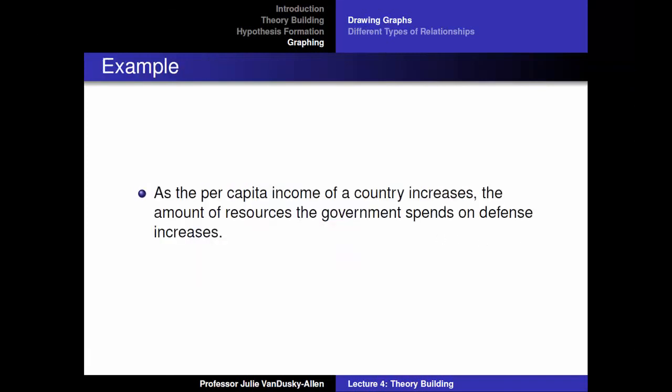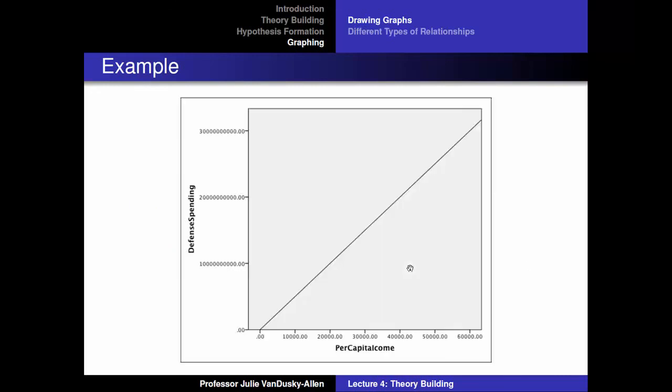Here is an example of how to draw a graph based on a hypothesis. Consider the following hypothesis. As the per capita income of a country increases, the amount of resources the government spends on defense increases. The dependent variable in this hypothesis is defense spending. It can range from 0 to billions of dollars. The independent variable in this hypothesis is per capita income. It can also range from 0 to about $60,000.